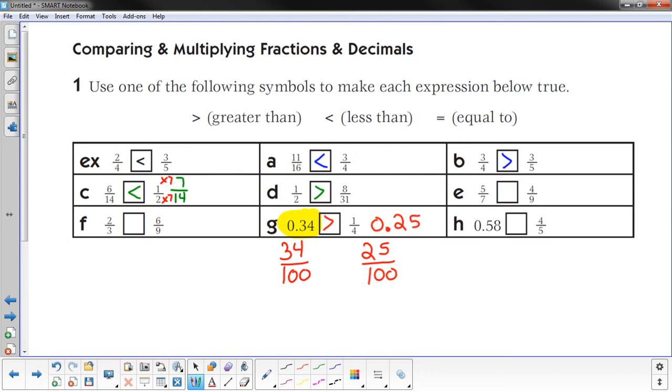In H, I have 58 hundredths and 4/5. Well, 4/5, can you think of that as hundredths or as a decimal? If you're unsure, you could do this, divide. Oop, got it the wrong way around. You have to divide the top by the bottom number.